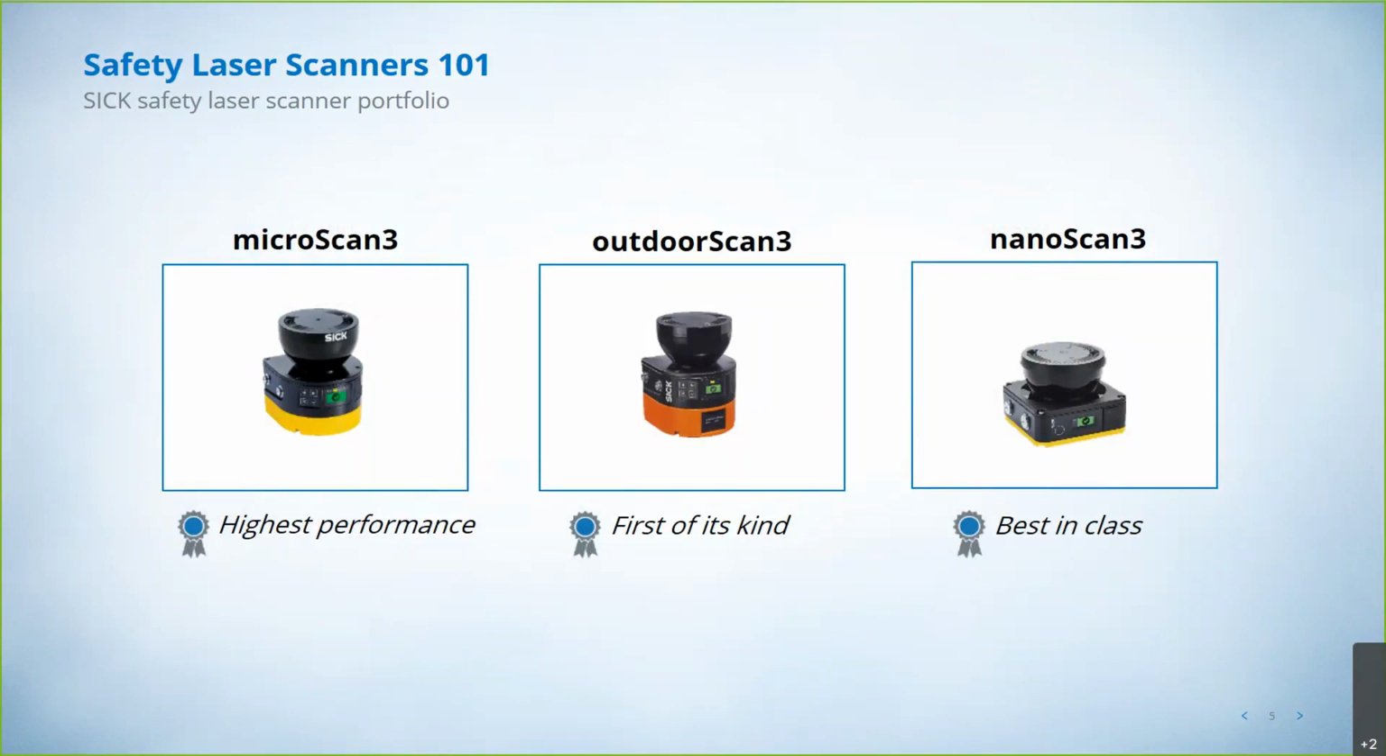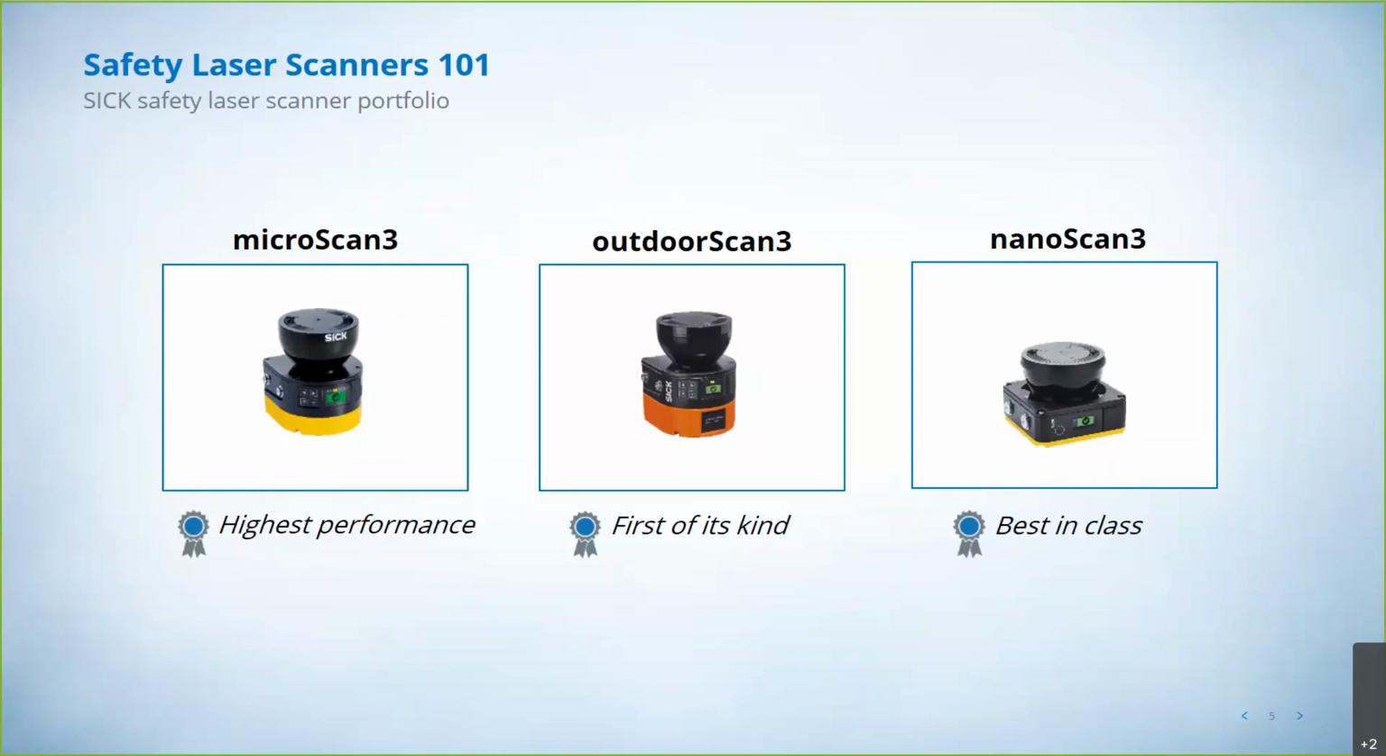This is a very comprehensive portfolio that covers pretty much any application that calls for a safety laser scanner. With the Microscan 3, we certainly have our highest performance product. We have a long range of 9 meters, which is the longest on the market, as well as options for safe networking with EtherNet/IP CIP Safety, PROFINET PROFIsafe, and the SICK proprietary safe network protocol of FLEXI Pro, which is based off of EtherNet/IP CIP Safety.